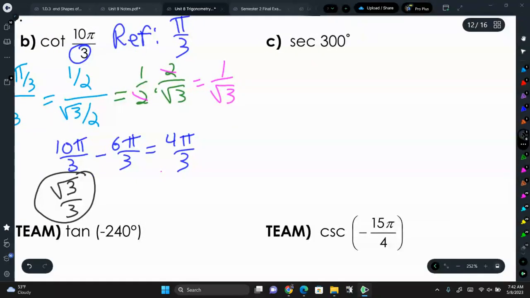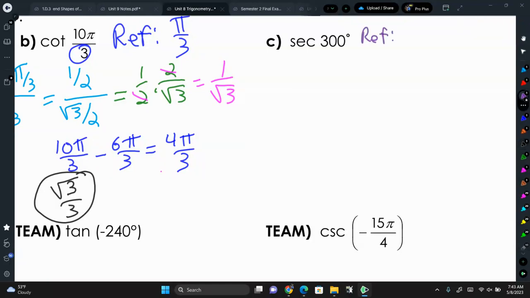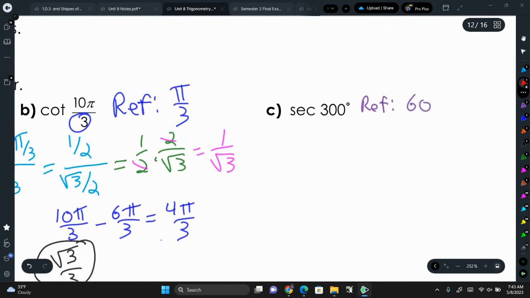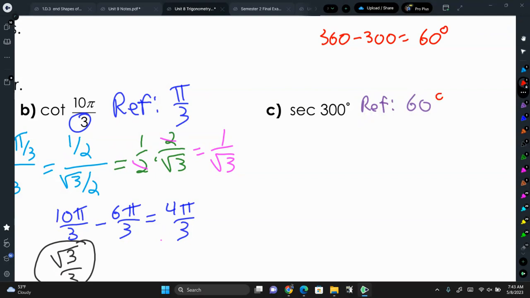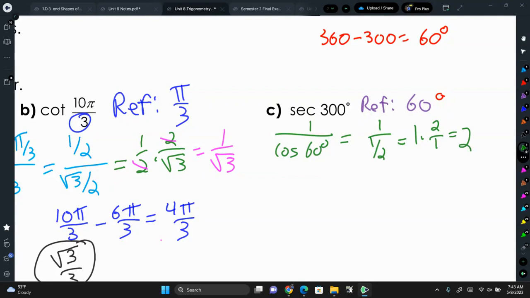Right, then we have the secant of 300 degrees. The reference angle is 60 degrees because, I'll do it up here, 300 degrees is in quadrant number 4. So we have to do 360 minus theta, which is 60 degrees. So secant is 1 over cosine. So 1 over the cosine of 60 degrees, which equals 1 over 1/2. We get 2.